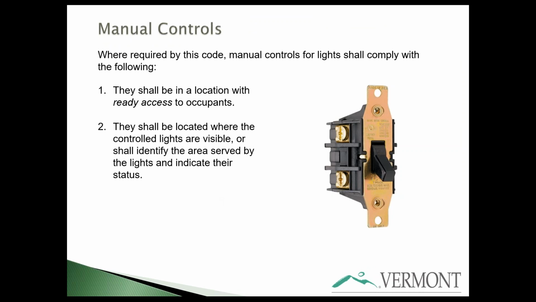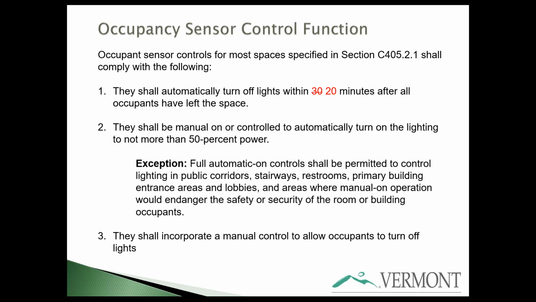Lighting controls. There's a new section for manual controls. Manual controls shall comply with, they should be in a location readily accessible to occupants, and they should be located where the controlled lights are visible, or shall identify the area served by the lights and indicate their status. So you can't have a switch where you can't see what their status is.